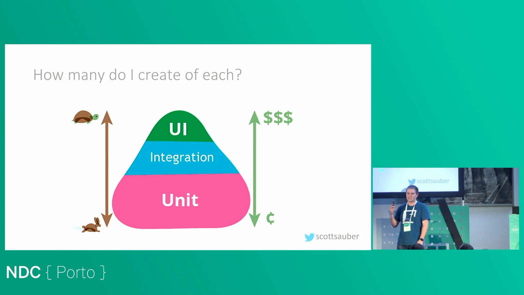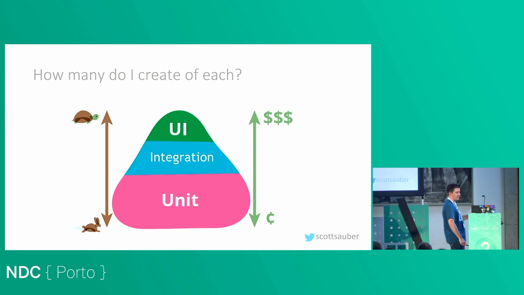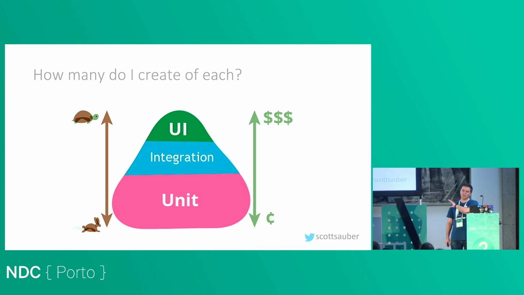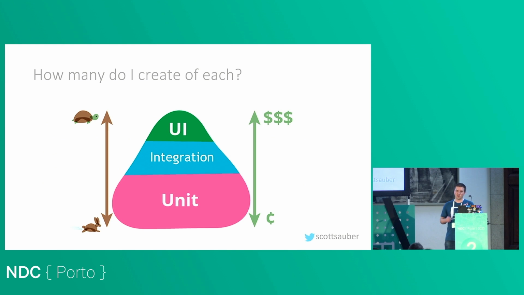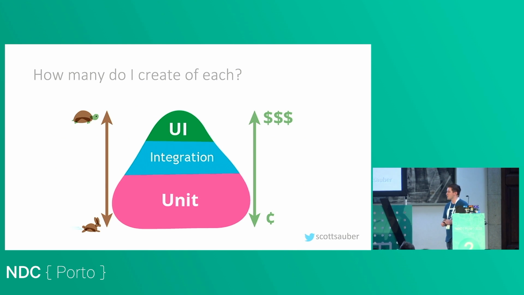One is called the testing pyramid. The idea behind the testing pyramid is you have a lot of unit tests at the bottom level of your pyramid. Those are really fast and really cheap to create. The downside of unit tests is they sometimes don't give you the most confidence that your system actually works. So you get this nice trade-off: they run fast and they're really easy to make, but they don't always give you the most confidence.